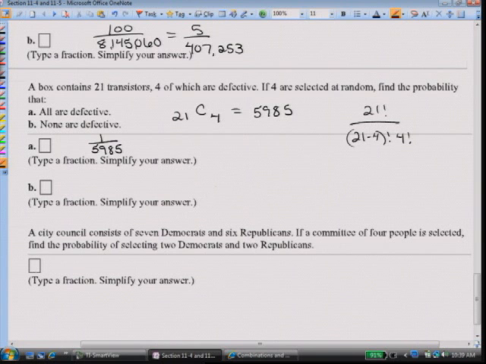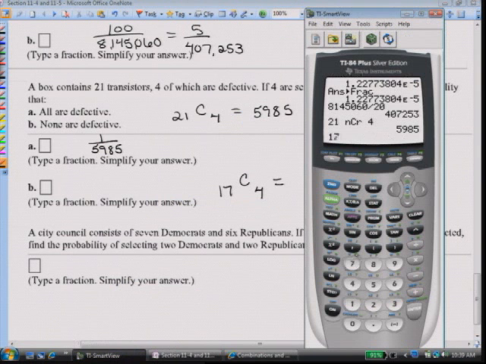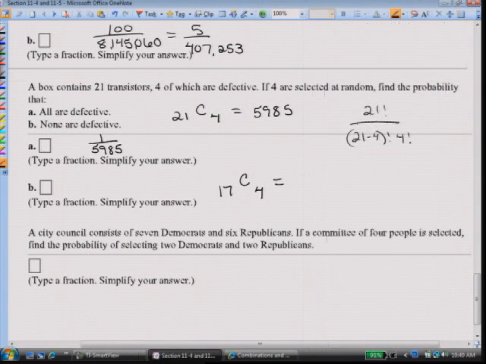So the first one you pick, and then the second one, actually, I don't want to do a permutation. I want to do a combination. So I've got 17, and I want to choose 4. The reason I don't want to do a permutation is because the order doesn't matter. And so if I do 17 choose 4, 17, math, over to probability, down to choice 3, and then choose 4, I get 2,380. Okay, so that is the number of combinations of non-defective, all not defective.